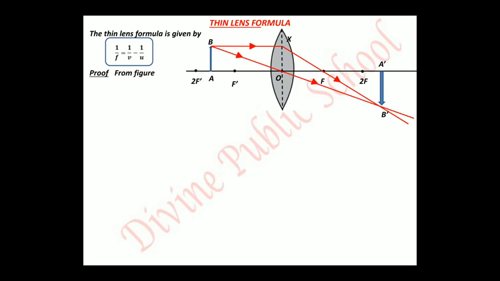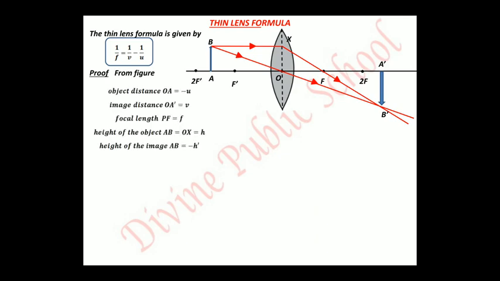From the figure, the object distance OA is written as minus u because we are moving leftward, which is opposite to the direction of incidence of light. The image distance is OA dash. As you can see, we are moving to the right side to measure the image distance, that's why it is taken as positive. Focal length OF is equal to small f, that is your focal length.